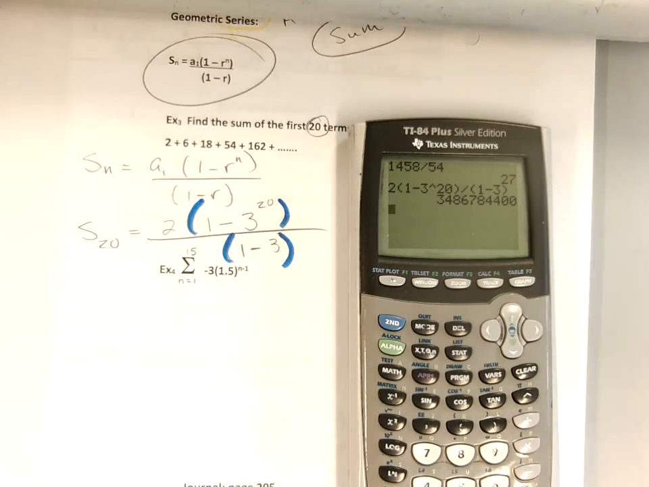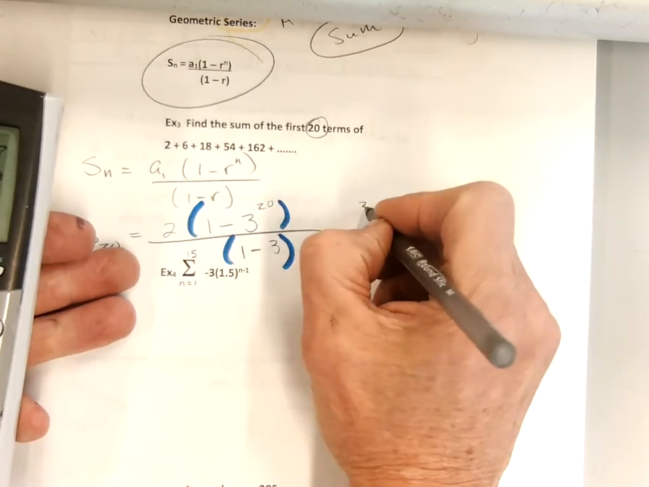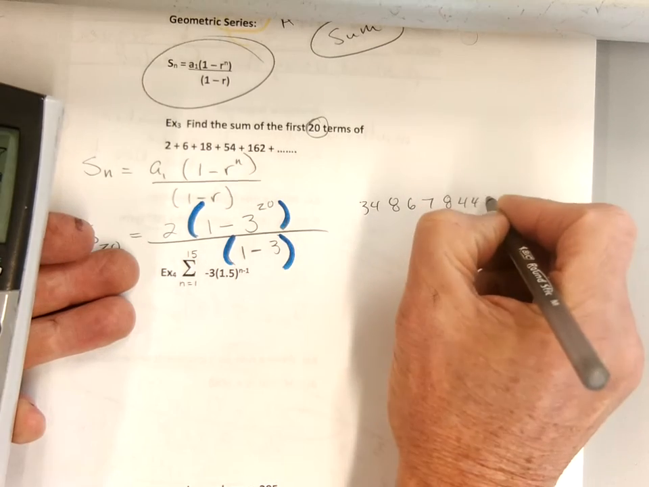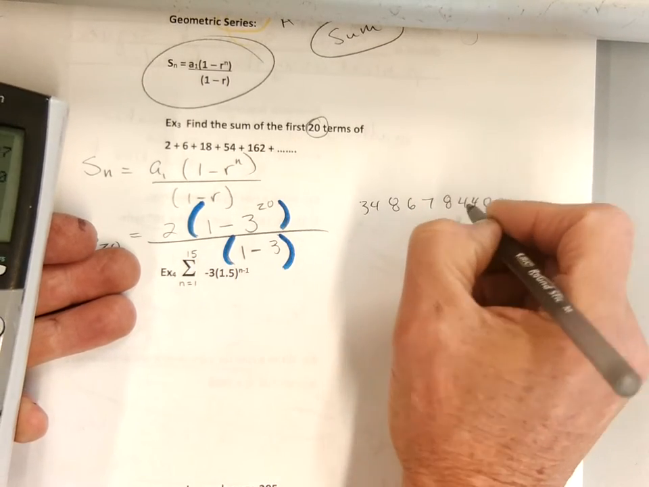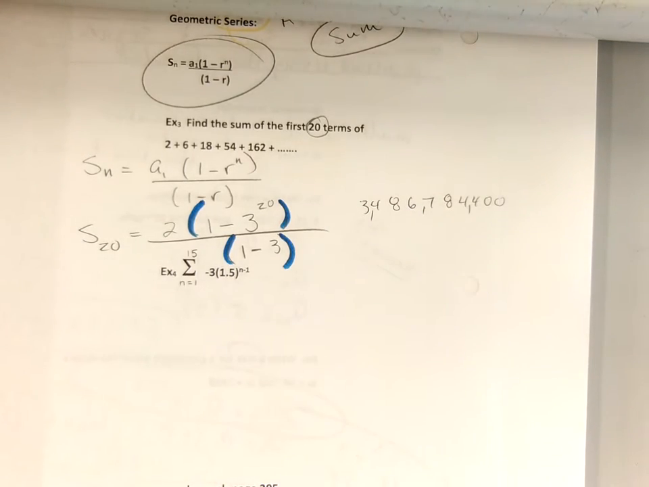Wow, that's a big number. But it should be. It should be a really big number. I got 3,408,784,400. Okay. That's our answer. Huge. But look how big this thing's getting. I mean, this thing's getting bigger and bigger, right? And then we got to add them all up, right? It's a big number, isn't it?